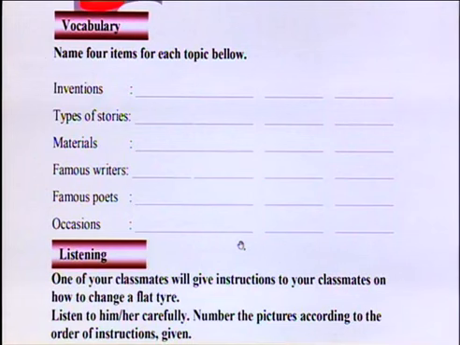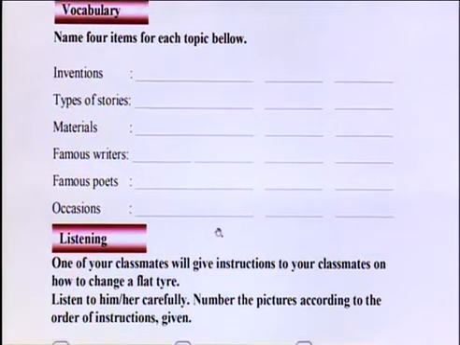For example, Eid, wedding, we have Eid, Nowruz, yeah? You can name them. You need to write down 4.